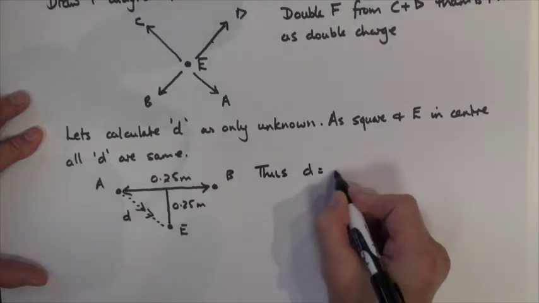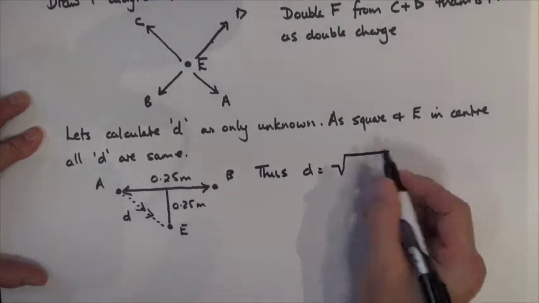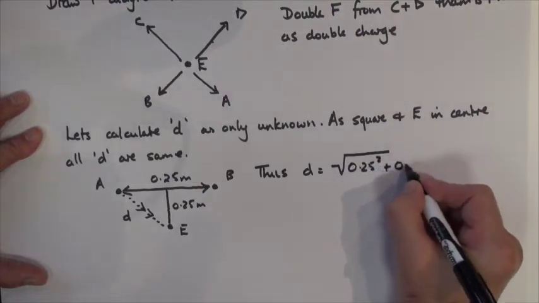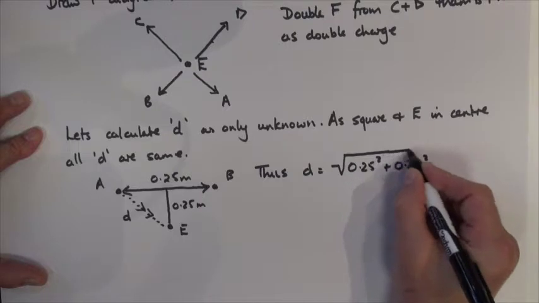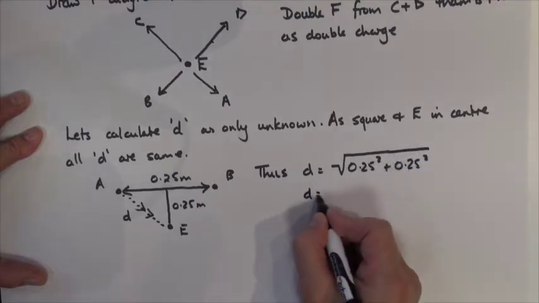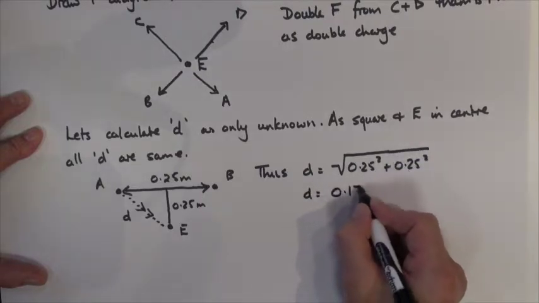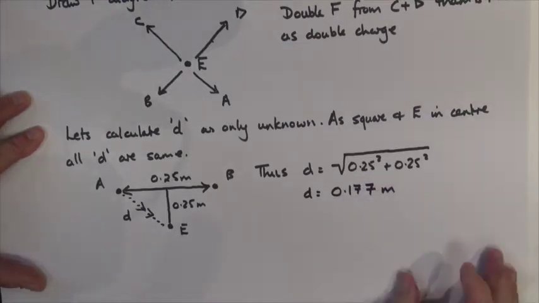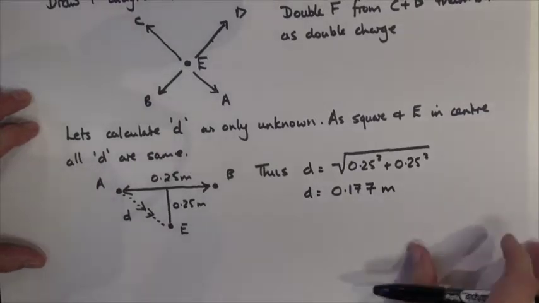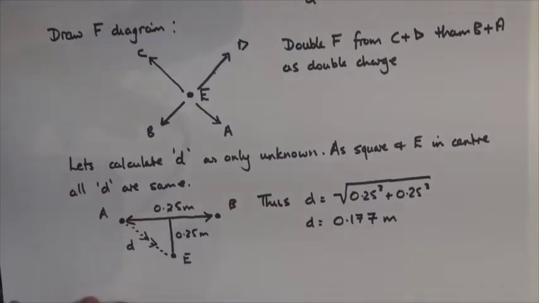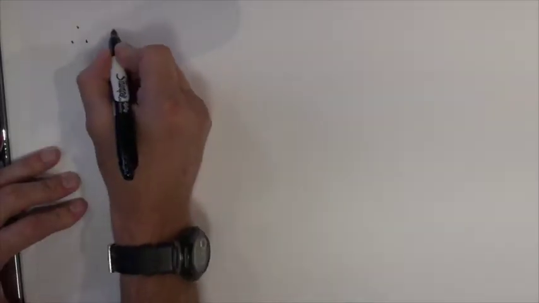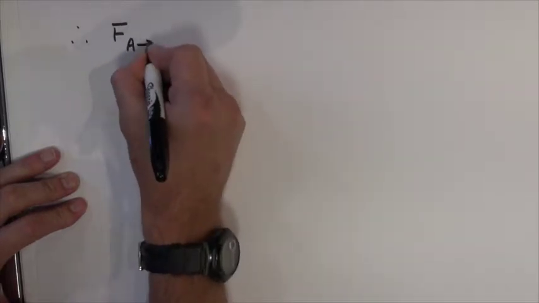So what we basically get for D, we're going to have half of 0.25. There's a typo there, apologies. It should be 0.125 squared plus 0.125 squared, and then the square root. This all comes to, which is accurate now, the distance being 0.177 meters. So that is the distance at 45 degrees from A to E, B to E, C to E, and D to E. So now we know the distance, we can calculate the force.